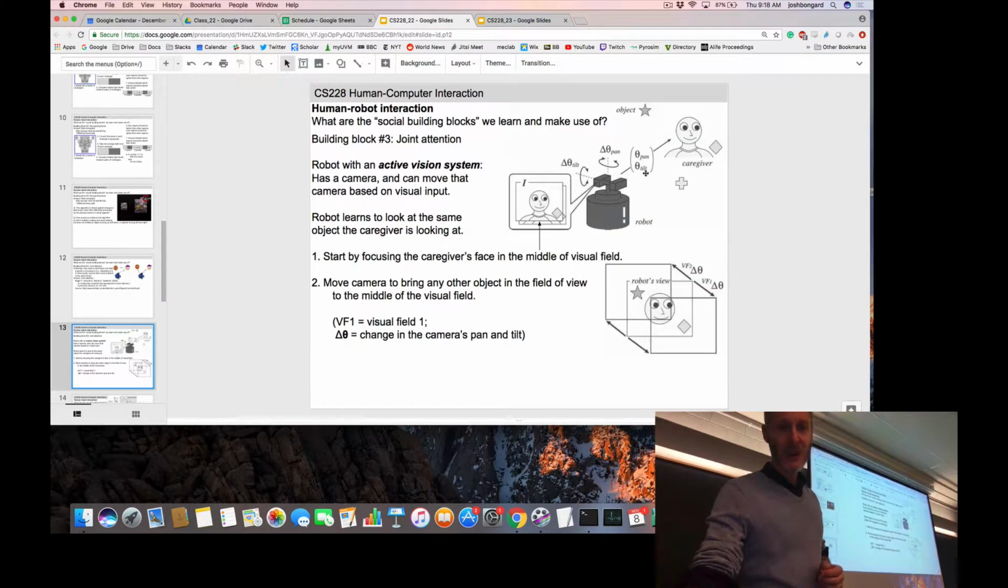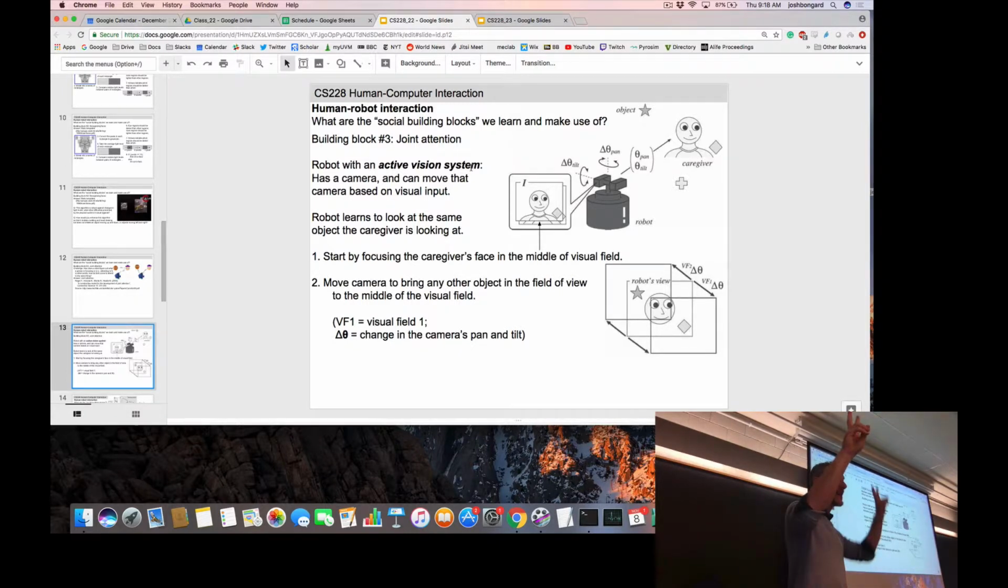Okay, so how does this work? They're going to use a relatively simple robot here that has an active vision system. What's an active vision system? Well, pretty simple, as the name implies. It has a vision system, 2 cameras on the top, and it can actively move these. So it can saccade, it can move its eyes. It can move its eyes in 2 ways.